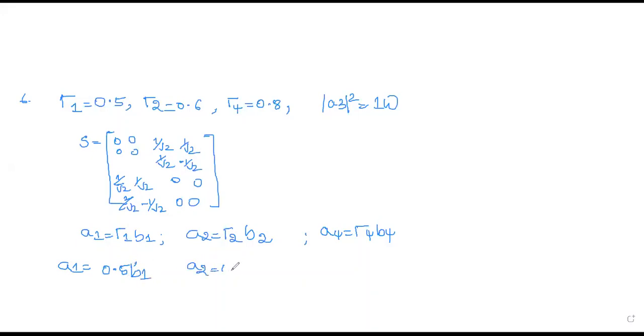A2 is equal to 0.6 into B2. Similarly, A4 is equal to 0.8 into B4. So you have this gamma 1, gamma 2, gamma 3 given. So just directly write in terms of A1, 0.5 B1, 0.6 B2, 0.8 B4. A3, we know it is already given as 1 watt, or in terms of voltage also, it is 1 volt.